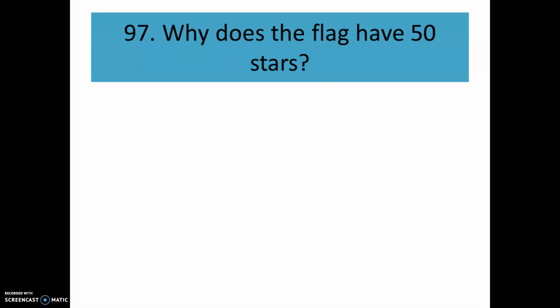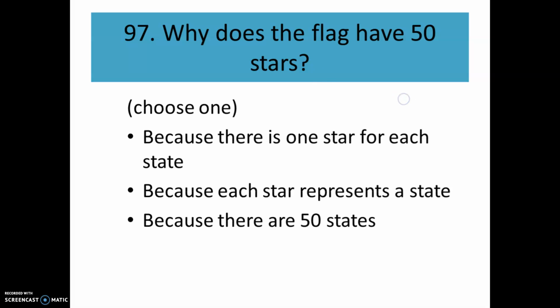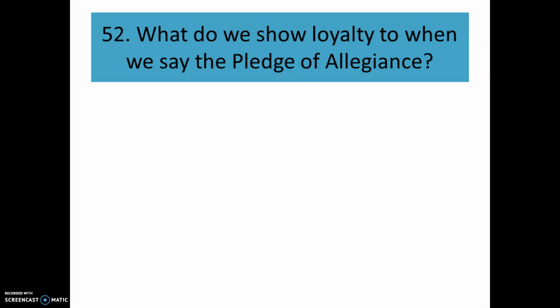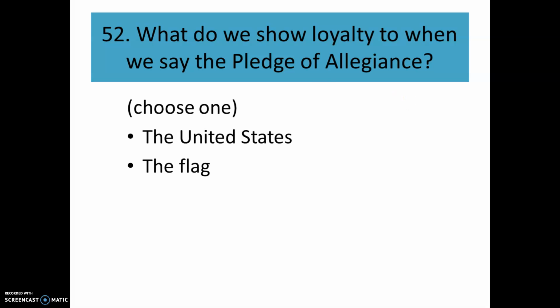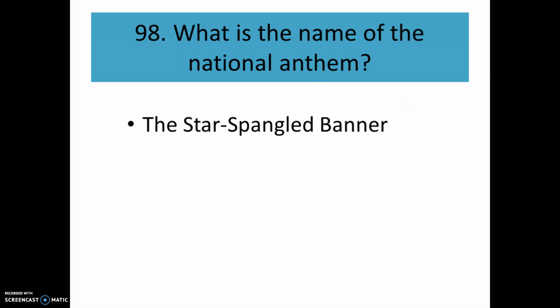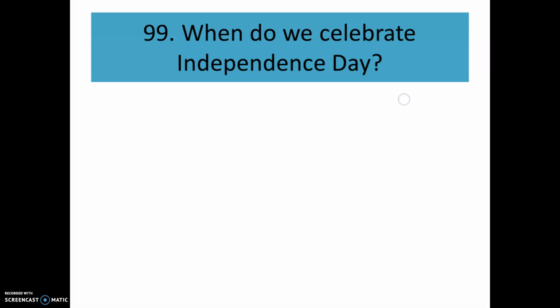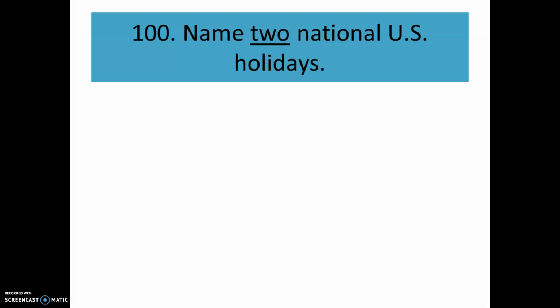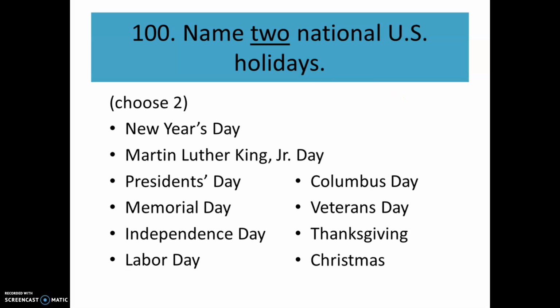Why does the flag have 50 stars? Because there are 50 states. What do we show loyalty to when we say the Pledge of Allegiance? The United States. What is the name of the national anthem? The Star-Spangled Banner. When do we celebrate Independence Day? July 4th. Name 2 national U.S. holidays. New Year's Day and Christmas, or Thanksgiving and Labor Day, or any 2 that you want to remember.